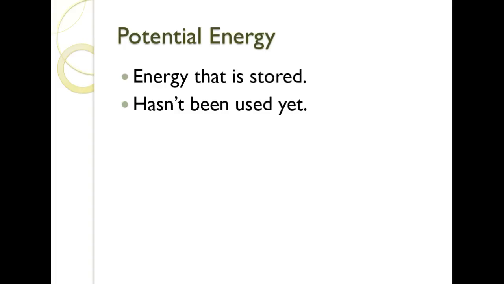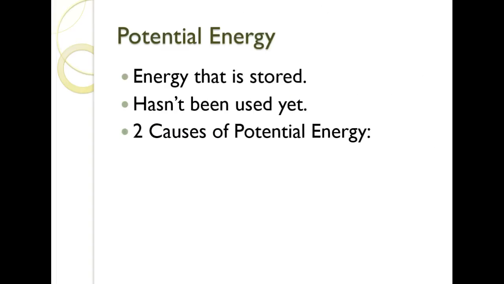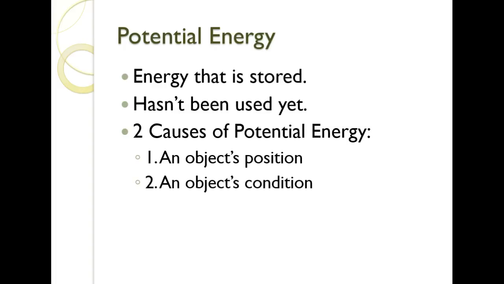Now, there are 2 causes or 2 ways that potential energy can be stored in an object. One is from what we call an object's position, where it's located. And then the other one is something we call an object's condition. And that means how it's made. We're going to talk about each of these in depth. Pause the video and then restart it when you're ready to go on.